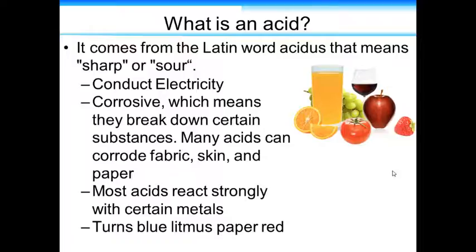We'll also talk a little bit about litmus paper. Litmus paper is used to determine if something is acidic or basic. There's universal litmus paper, which will turn a particular color depending on the degree of acidity. There's also just very simple red and blue litmus paper. If something turns the blue litmus paper red, then it's an acid. If something turns the red litmus paper blue, it's a base.